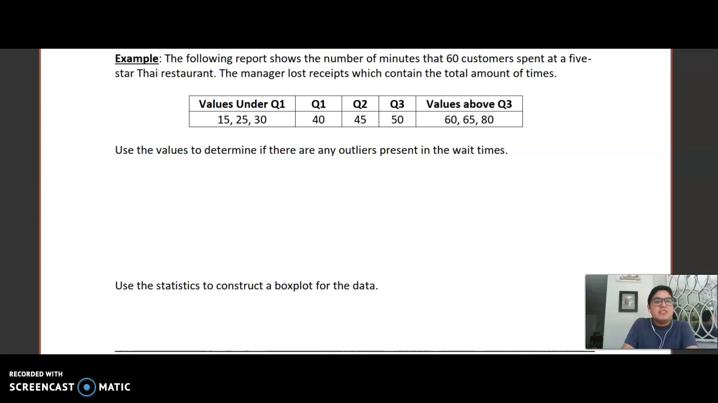So the first thing we need to do, using our IQR rule, is that we need to determine the IQR by finding the third quartile minus the first quartile. So 50 minus 40 is going to give me 10 minutes.